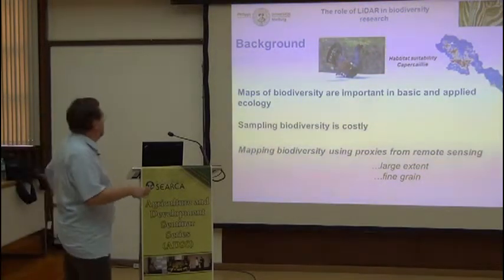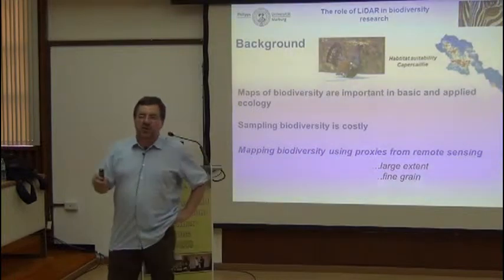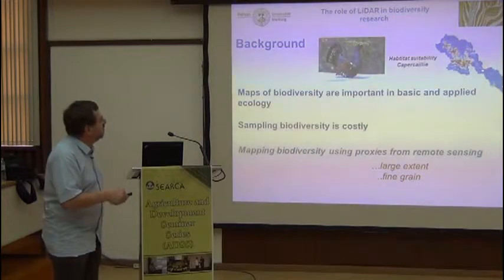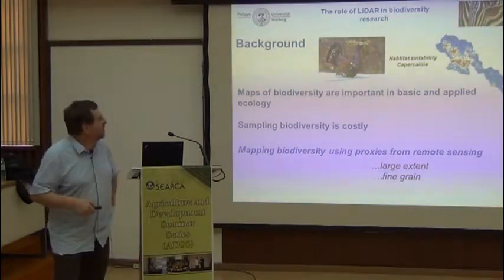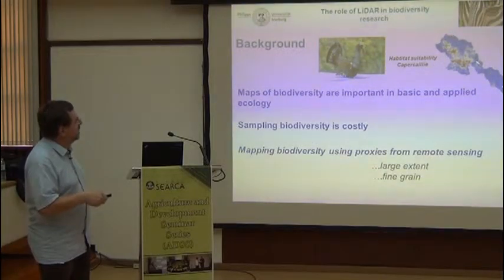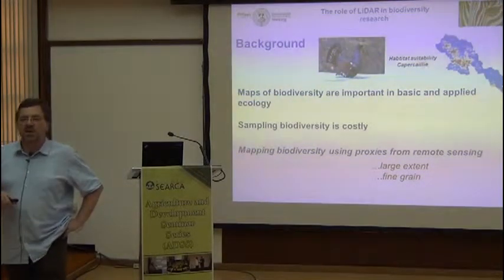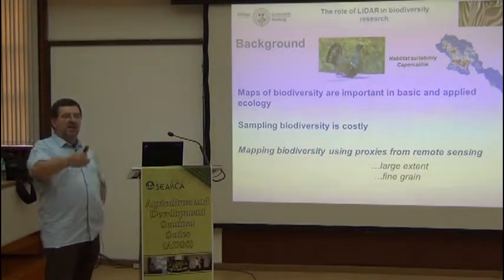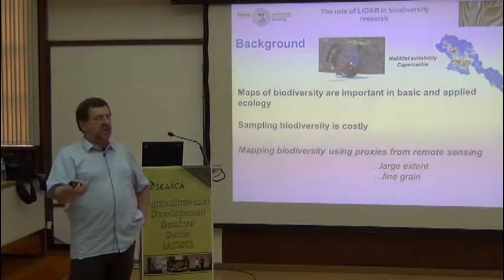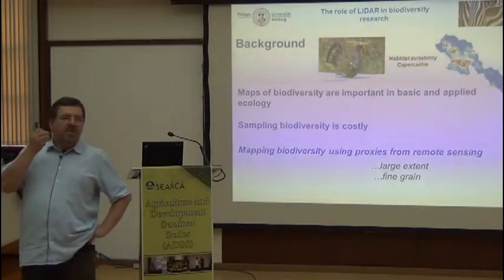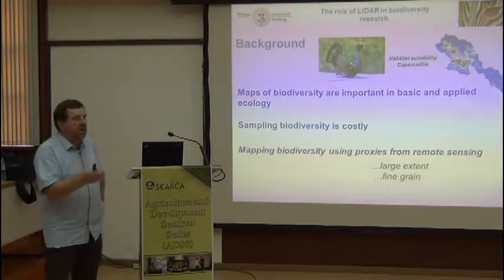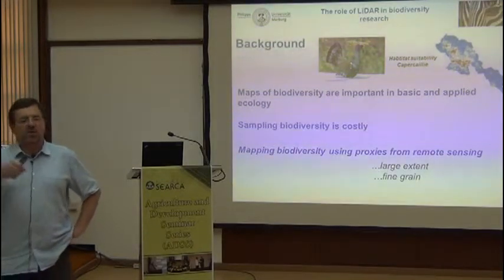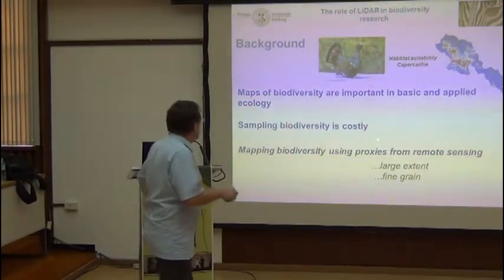The problem with such maps is that sampling of biodiversity is costly. For birds, it's very easy. But if you want to measure, for example, biodiversity of insects across the whole scale of this national park, which is about 100 kilometers in diameter, it is not only costly in the sense that we have to sample data outside in the field and to identify the samples, it's also costly because we have not the experts in taxonomy who are willing or have the time to identify the species we are collecting in the field. So sampling of biodiversity is costly.